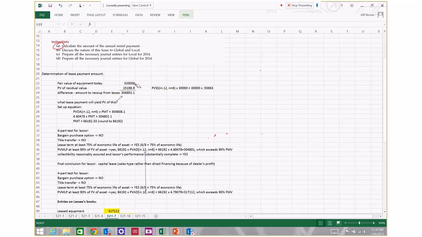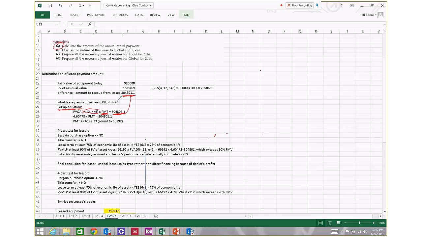So what the lessor needs to do now is to figure out what lease payment they need to charge to yield a present value of this $304,801.10. So they're going to set up a little equation where I take the present value of an ordinary annuity factor for a 12% interest rate, 6 terms, multiply that times some unknown payment amount, and I want the result of that product to be 304,801.10, which is what I have to recoup from the lessee in a present value sense in terms of rental payments.